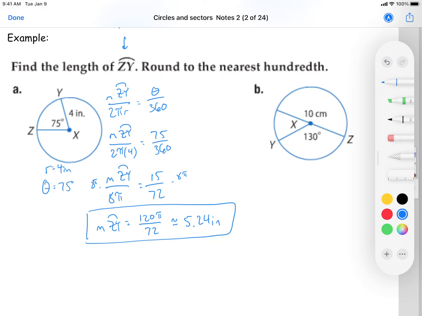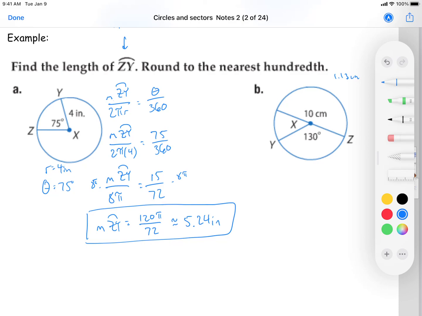All right. So what did we come up with? I got 1.137. 1.137 centimeters. Yeah. Okay. Anything else? Did anyone do something different? All right. Let's check.